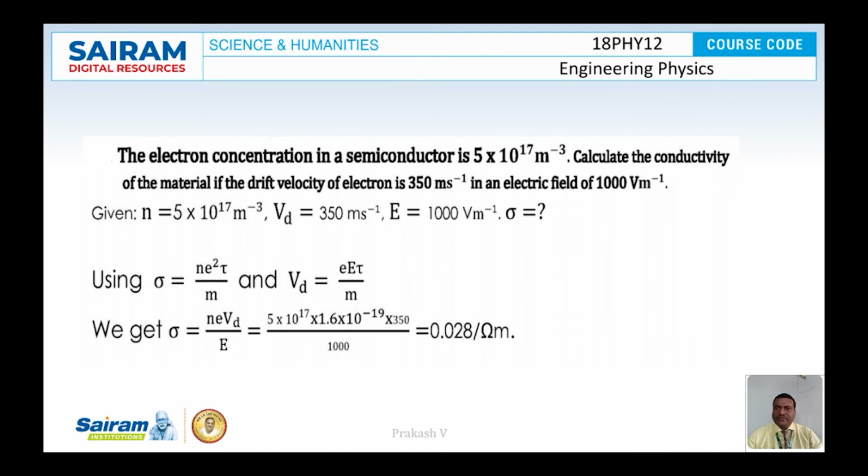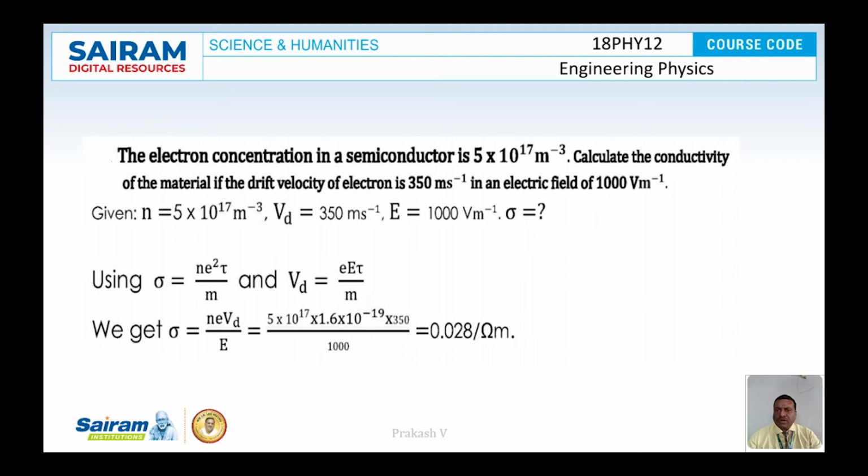The next problem: the electron concentration in a semiconductor is 5 into 10 to the power 17 per meter cube. Calculate the conductivity of the material if the drift velocity of electron is 350 meter per second in an electric field of 1000 volt per meter. So here the given data is n equal to 5 into 10 to the power 17 per meter cube, drift velocity Vd equal to 350 meter per second, and the value of E is equal to 1000 volt per meter. So here we have to calculate the electrical conductivity sigma.